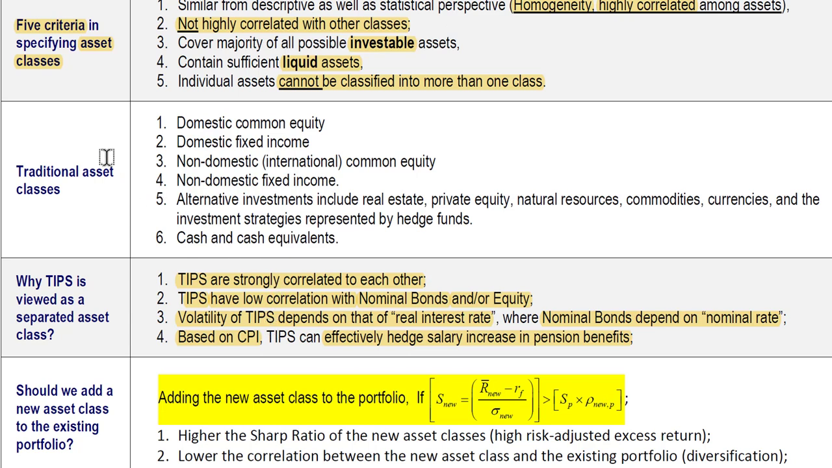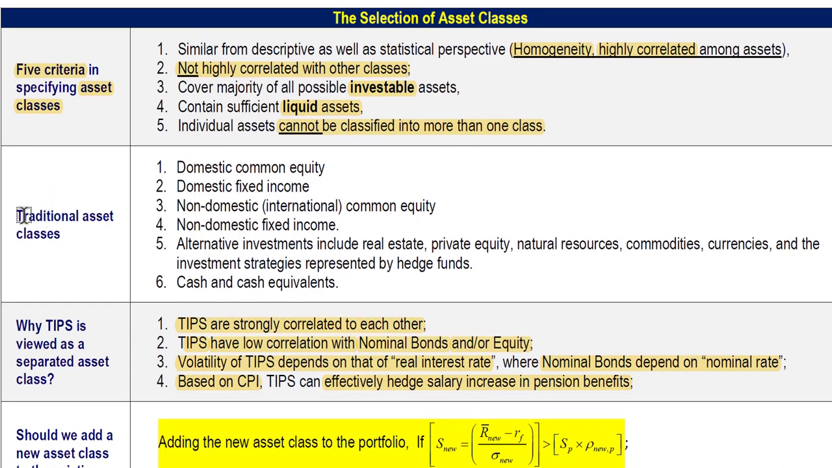Other than TIPS, there are several classical, traditional asset classes. It's pretty straightforward. You can take a look at that one. It's equity and fixed income. Equity and fixed income can also be classified by domestic and international. International is important because the whole purpose is diversification. Then in addition to equity and fixed income, we also have alternative investments. This one we need to pay attention to: real estate, private equity (PE), natural resources, commodities, currency, and other hedge fund investment strategies.